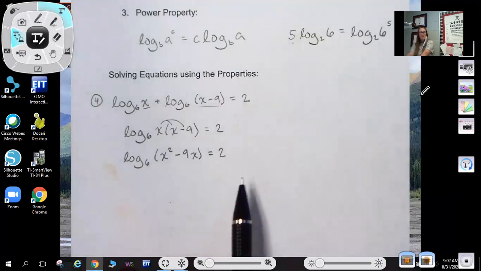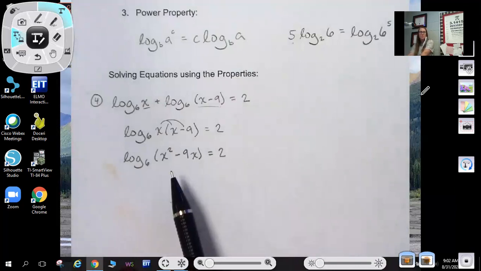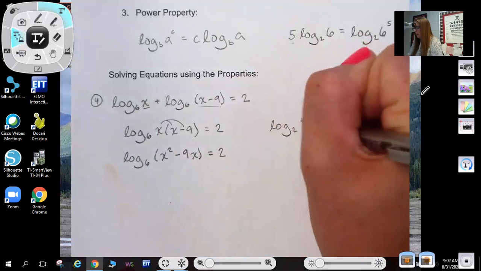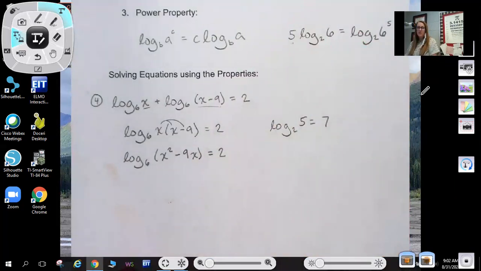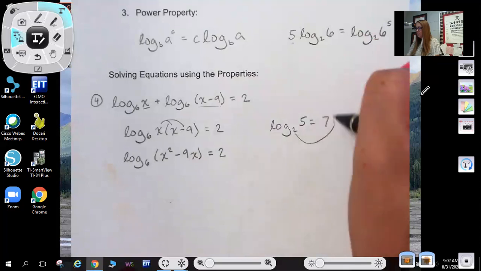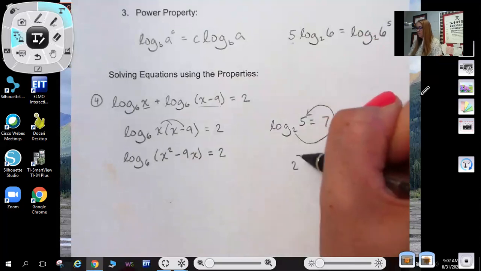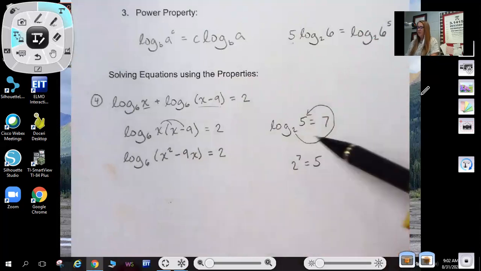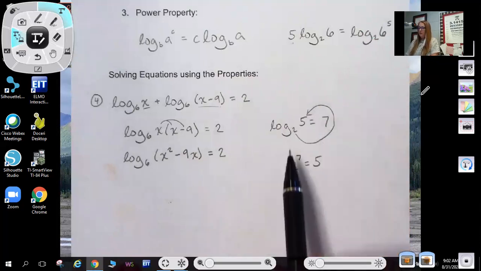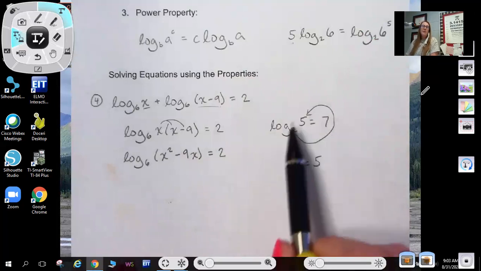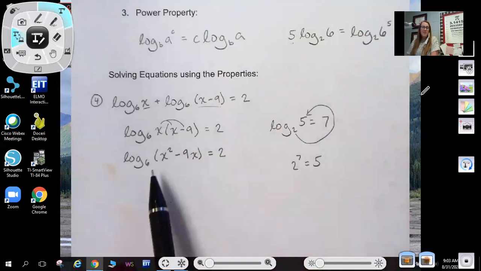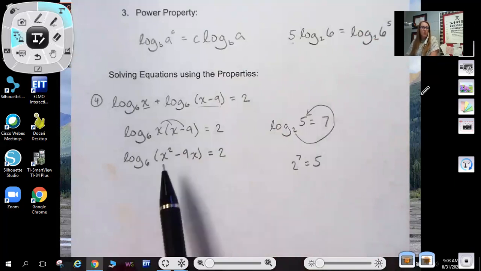When this happens, your next step is to change this to exponential form. You don't have to write this, but let's say we had something like this. If we wanted to solve this and change to exponential form, this would be 2 to the 7th power equals 5. That's obviously not a true statement, but I'm just showing you that up until now, we've done pretty basic logarithms when we're changing to different forms. We can still do the same thing, even though this looks a little more complicated.